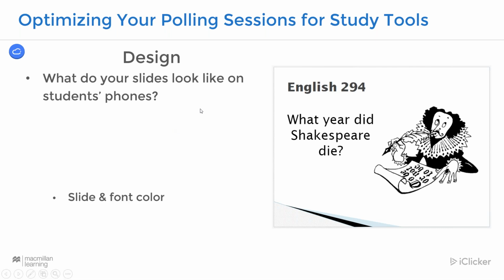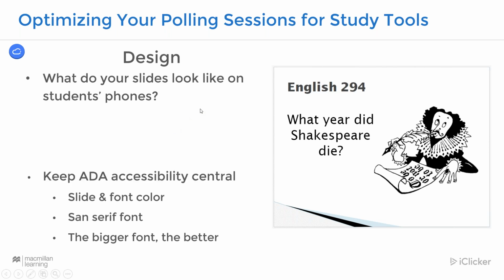Oh, things got messed up with my animations. Well, we want to keep ADA accessibility central, and I'm kind of laughing at this because having your animations unroll like this is not ADA accessible. But we want to think about how slide font and color interact. You can see that for this presentation, I'm just using black on white. I'm making sure that my font is nice and big. The bigger the font, the better. And I'm also using a sans serif font.